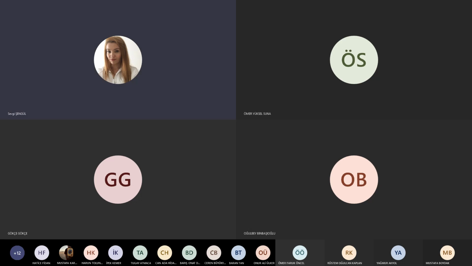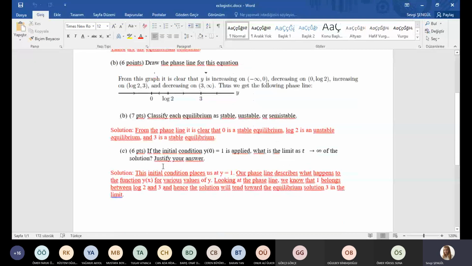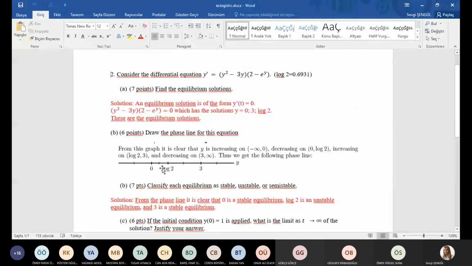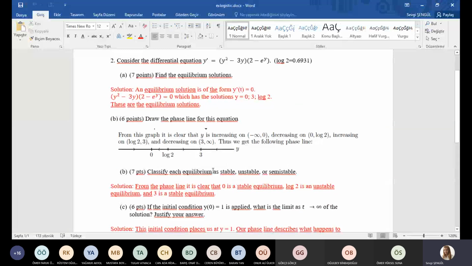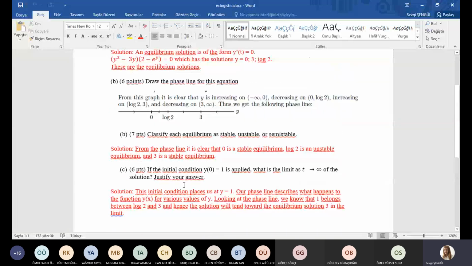Where is that? Here you go. This was one of the exam questions from last year. Consider this differential equation. Find the equilibrium solutions. Draw the phase line. Classify each equilibrium. And if the initial condition is applied, what is the limit as t goes to infinity?